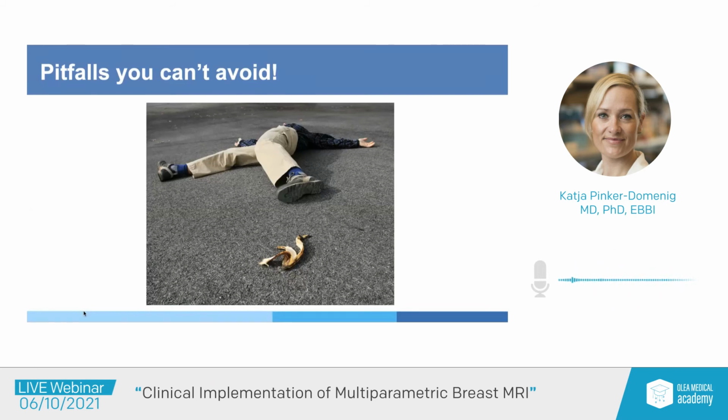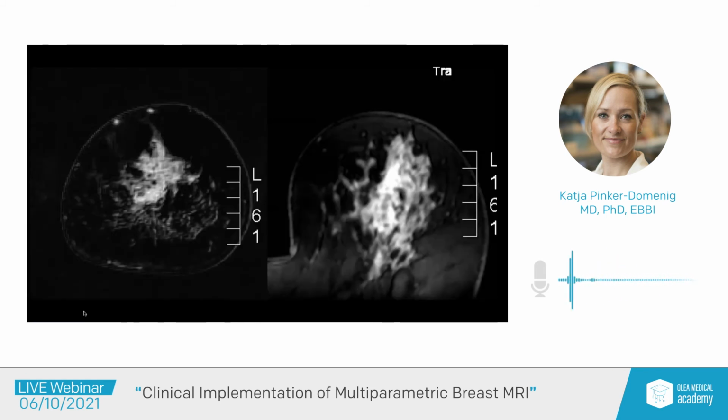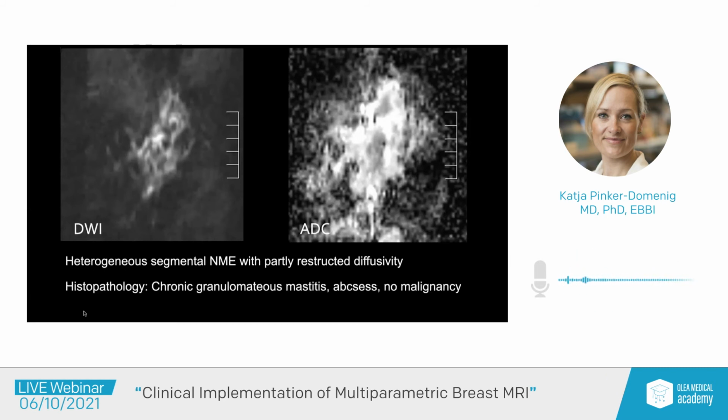And there are pitfalls that you simply cannot avoid. The patient was clinically asymptomatic and showed up for screening. We see this asymmetry, rather a global asymmetry, which was actually new compared to another screening exam. She was so kind to participate in our multiparametric imaging study at that point, and we said, okay, this is a cancer. This is irregular enhancing, non-mass enhancement, almost segmental distribution. The ADC, see there are areas which are totally restricting. We have to biopsy. This is a cancer.